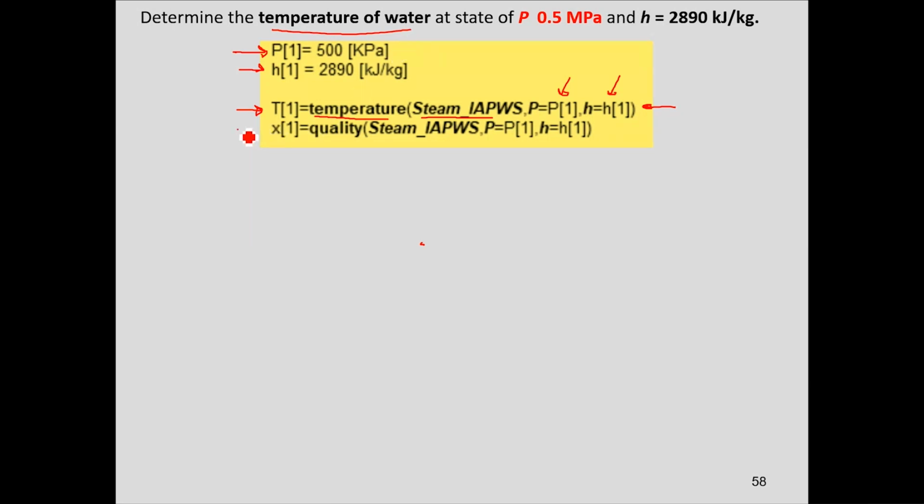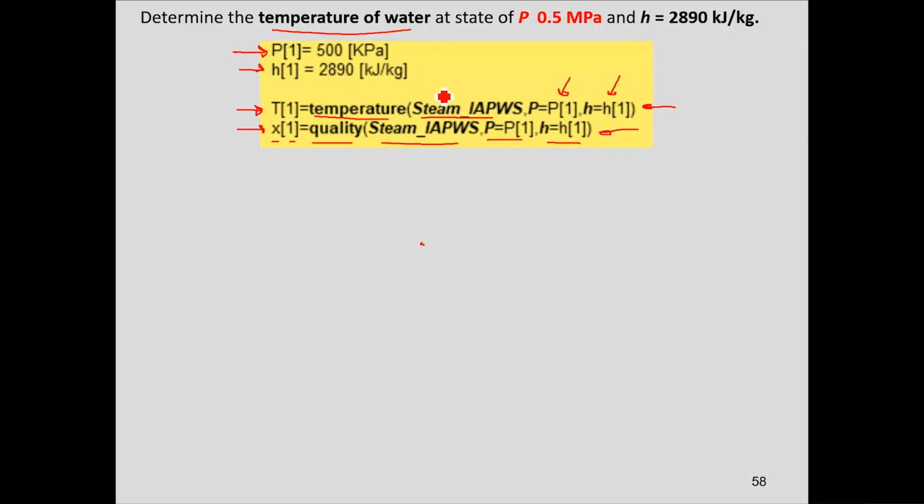I have used an additional line to find out the value of x, which is quality. I have stored that value in column X row 1, and I've used the quality function, to find out the quality from steam tables, using the pressure value and enthalpy value stored in the respective columns. Why I've used that, I'll explain in a minute's time.